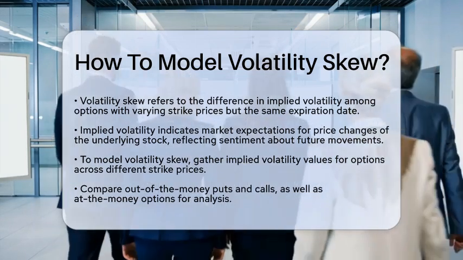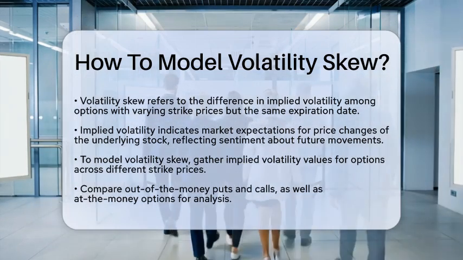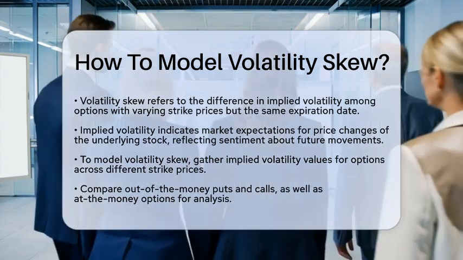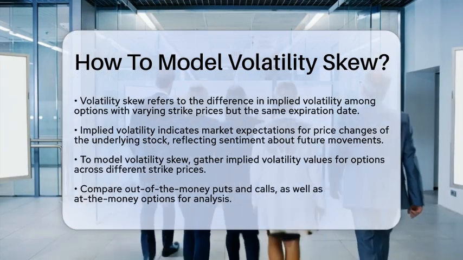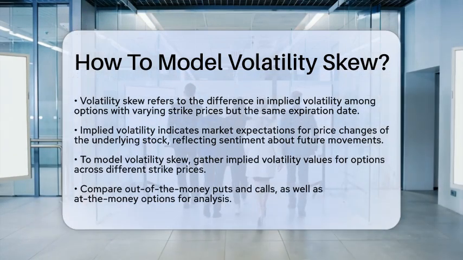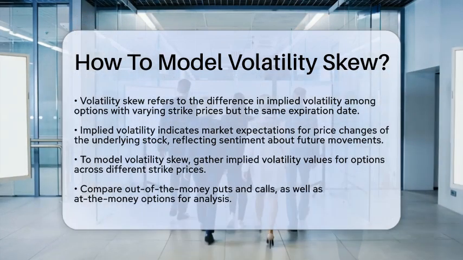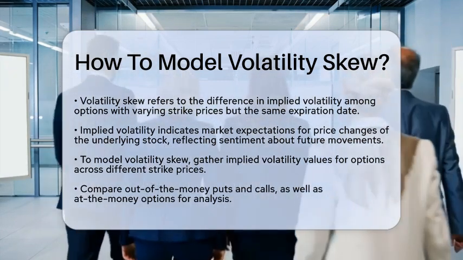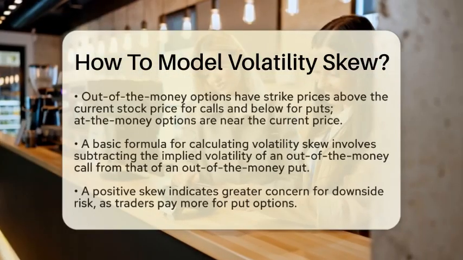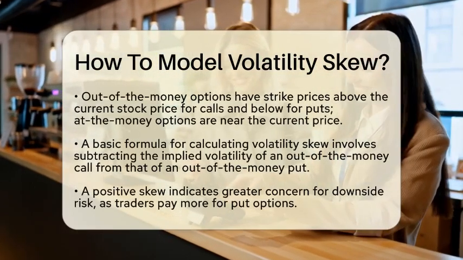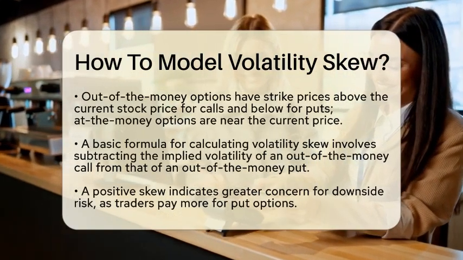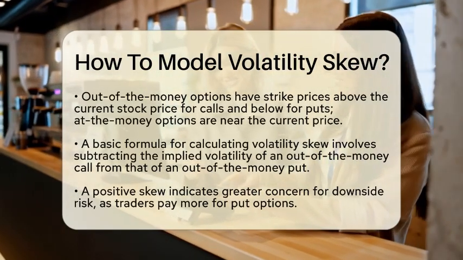To model volatility skew, you need to gather implied volatility values for options across a range of strike prices. This typically involves comparing out-of-the-money puts and calls, as well as at-the-money options. Out-of-the-money options are those with strike prices above the current stock price for calls and below the current stock price for puts. At-the-money options have strike prices close to the current stock price.